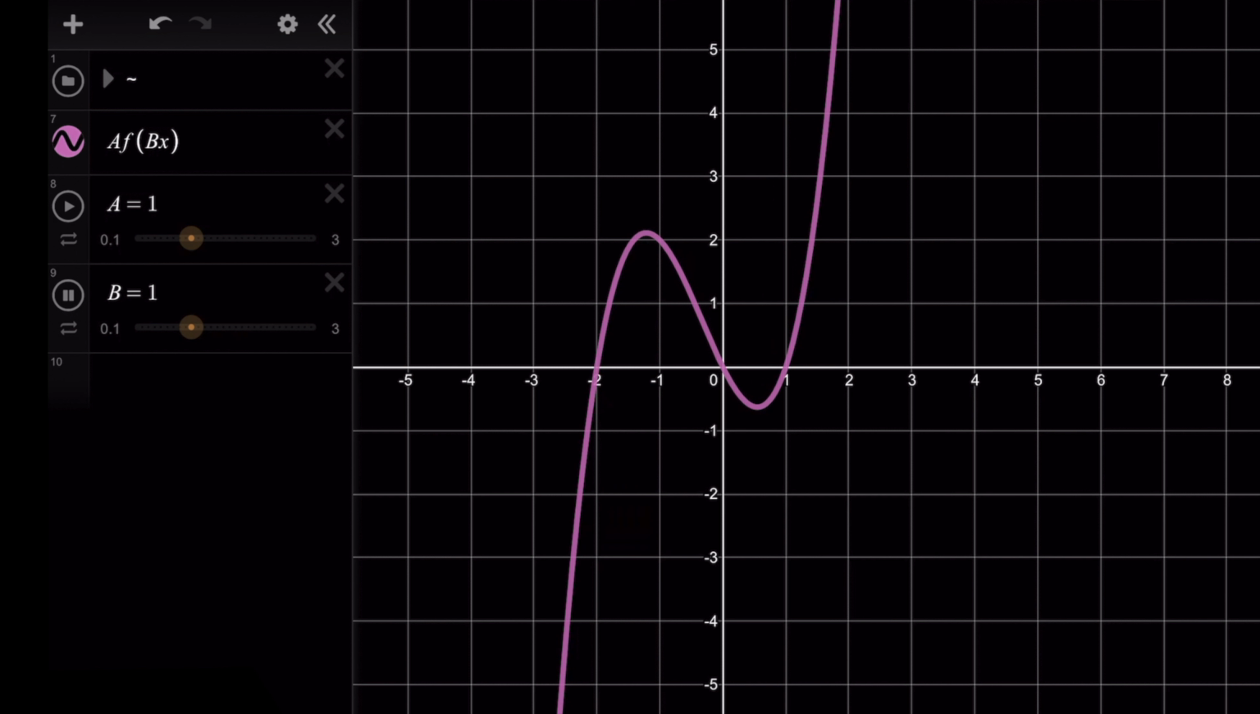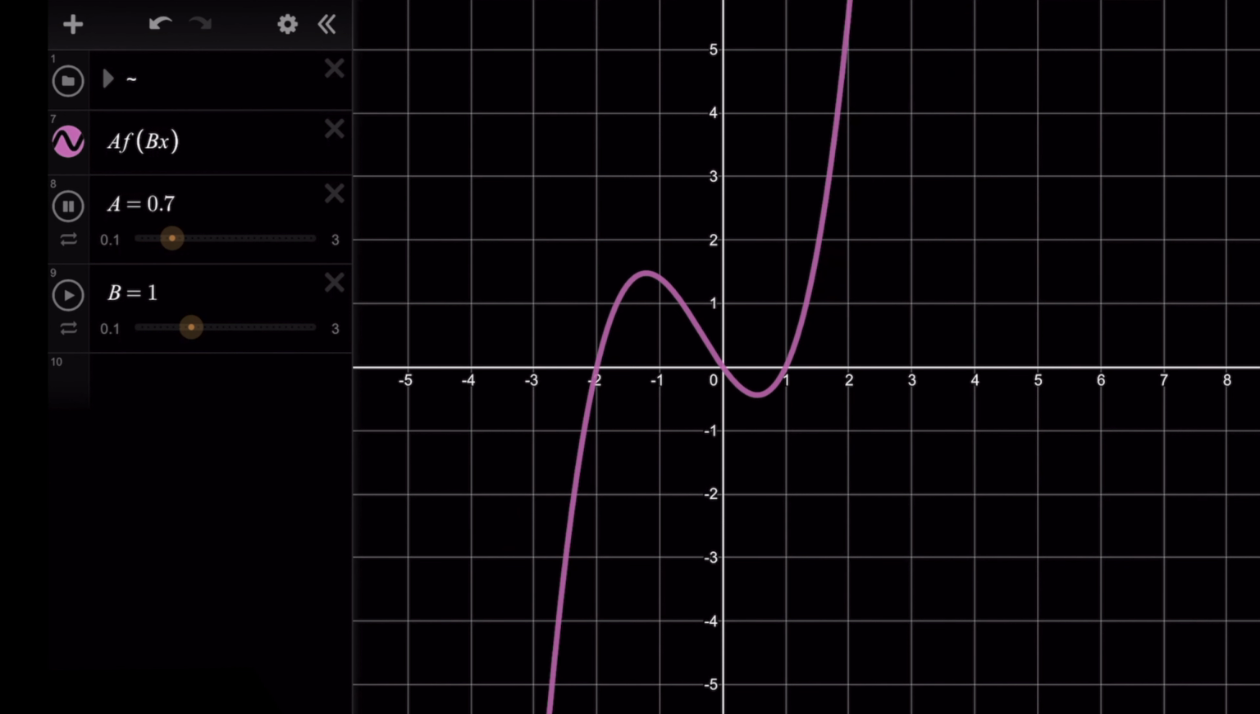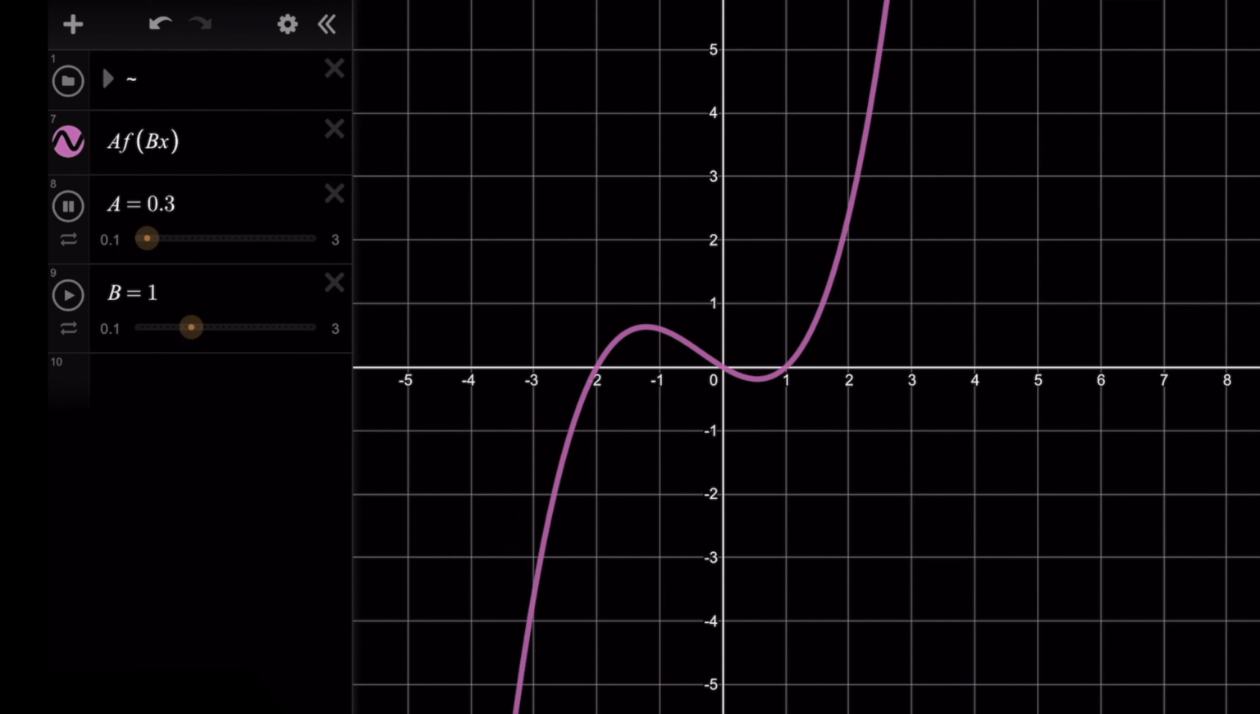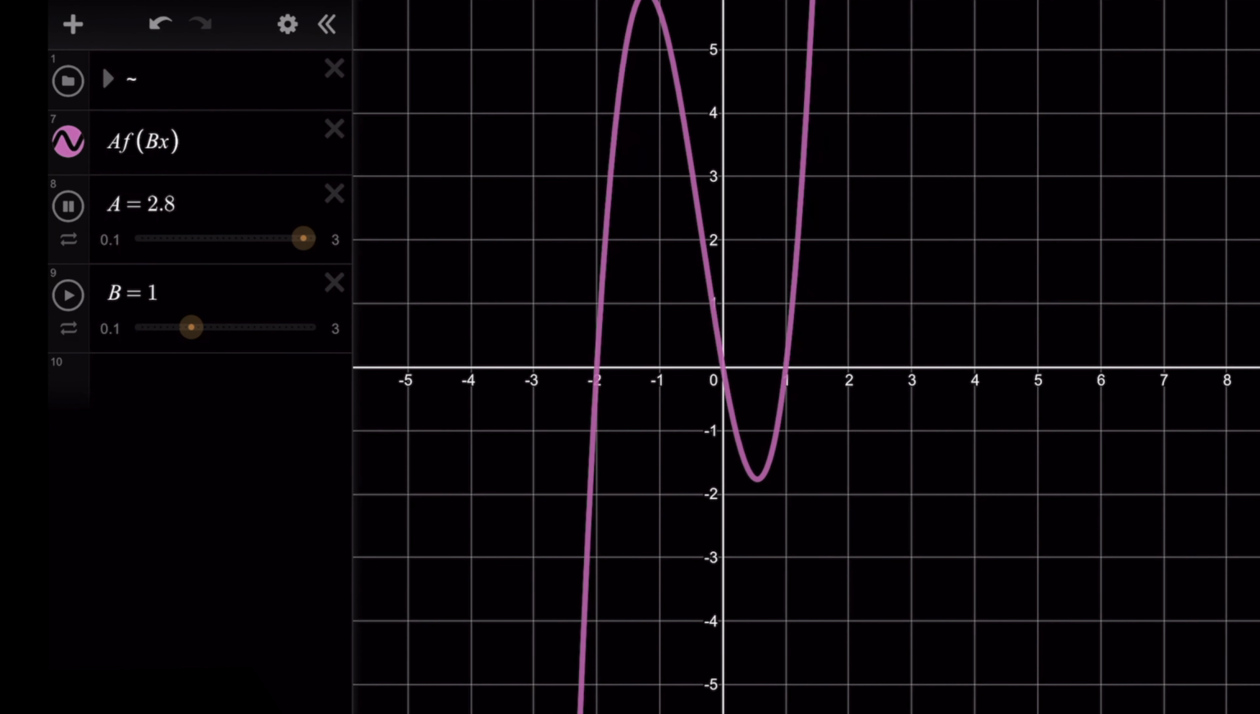Then for the vertical scaling, when we have a value that's between 0 and 1, we are compressing the graph vertically or shrinking it vertically. And if we have a value greater than 1 for our a, then we do a vertical stretch, so we're stretching out the graph.